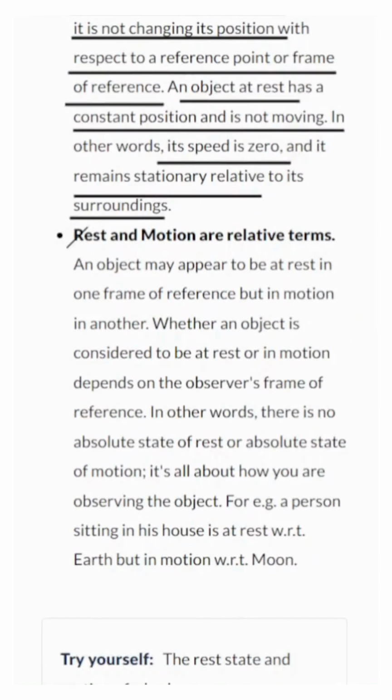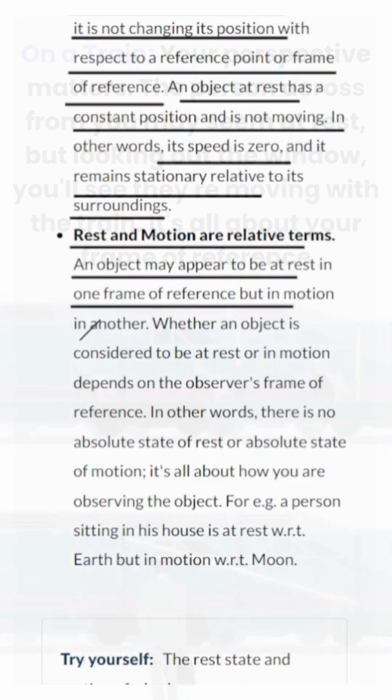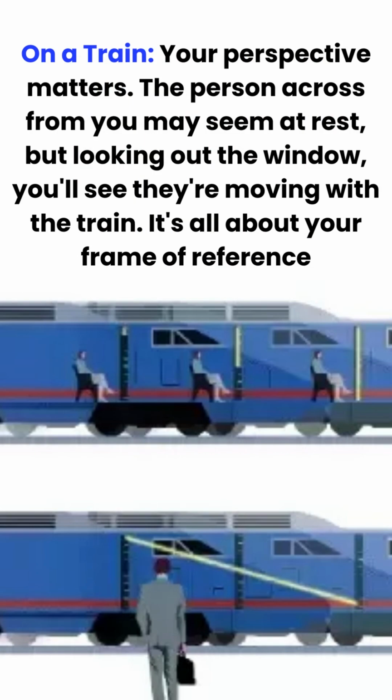Here's an interesting tidbit. Motion and rest are relative terms. That means whether an object is in motion or at rest depends on your point of view. Think of it like this: imagine you're on a train, and the person sitting across from you seems to be at rest. But if you look out the window, you'll realize they're moving with the train. In this case, the train is your frame of reference, and it's all about how you're observing the object.